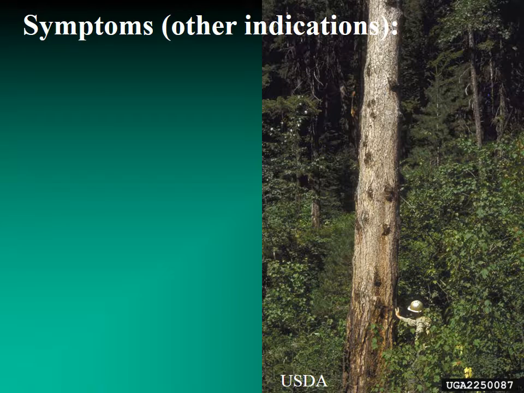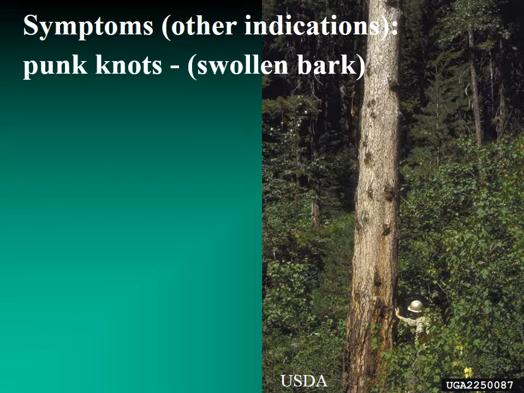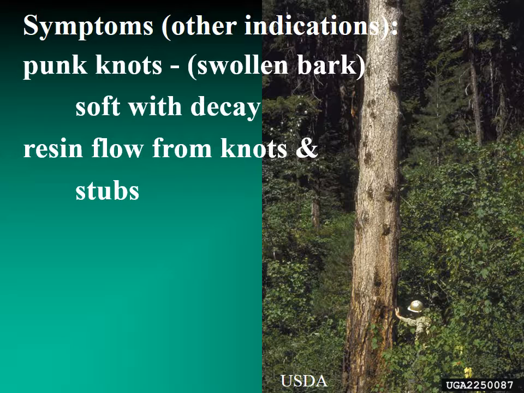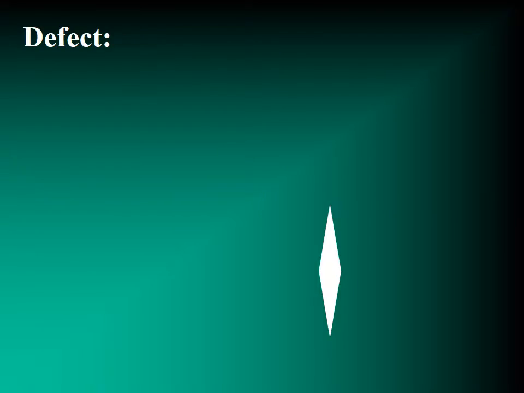We also have what are called punk knots, which are soft knots that occur on the tree. The bark is over top of it and it's swollen outside, as you can see in this illustration. There will be decay inside. There may be even resin flow. A lot of these occur at branch stubs.